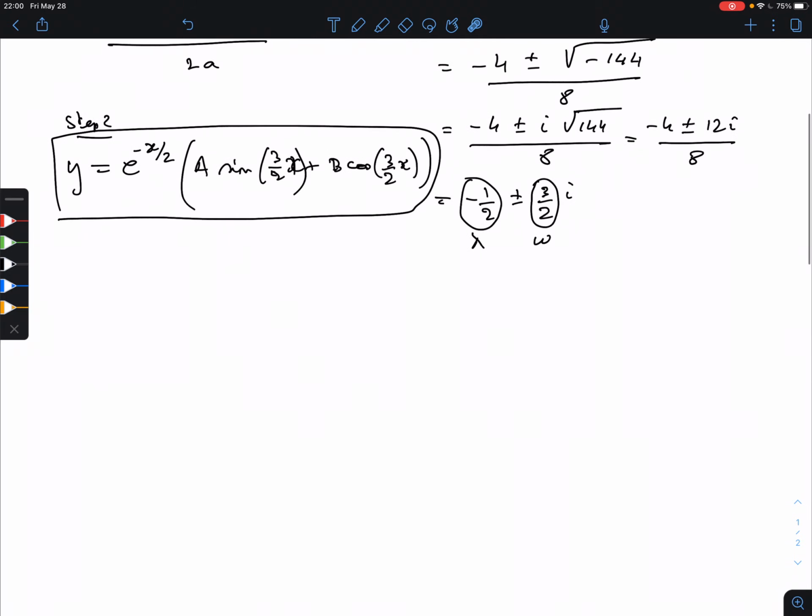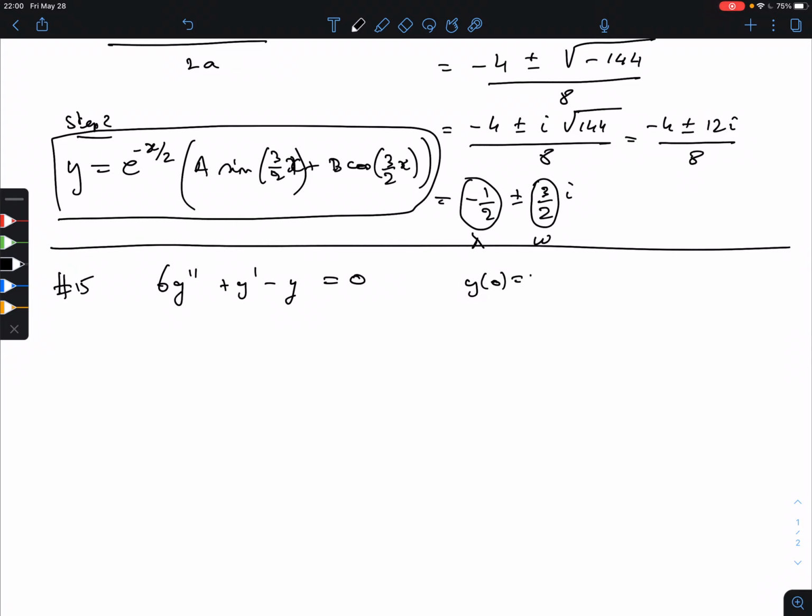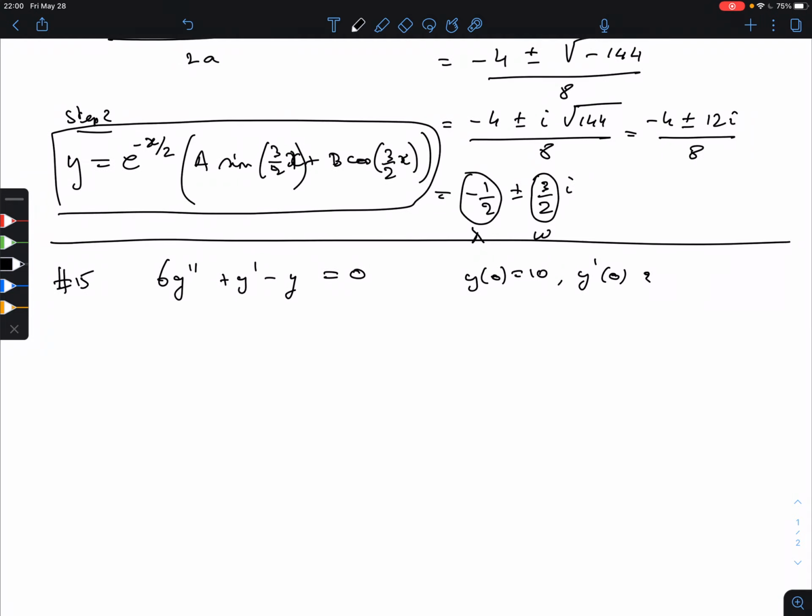Okay. That was number 11. And then number 15, this was an initial condition. That's 6y double prime plus y prime minus y equals 0. And we had y of 0 is 10, and the derivative at 0 was supposed to be 3. Oh, no, this is supposed to be minus 1, sorry. Let me see that I'm reading the right question here, yeah.